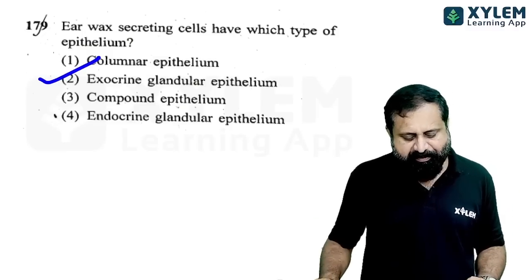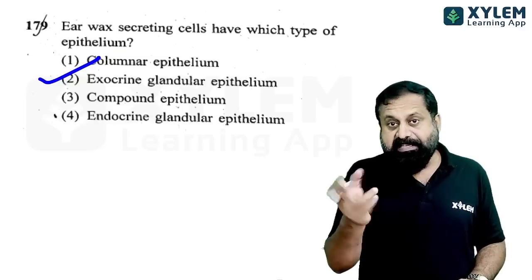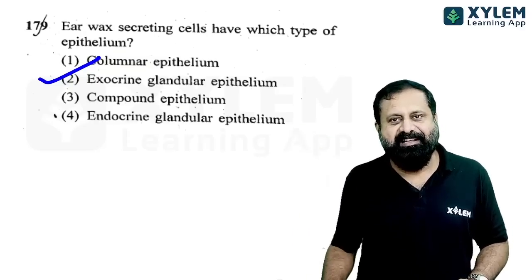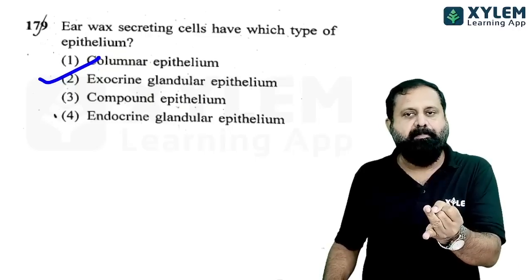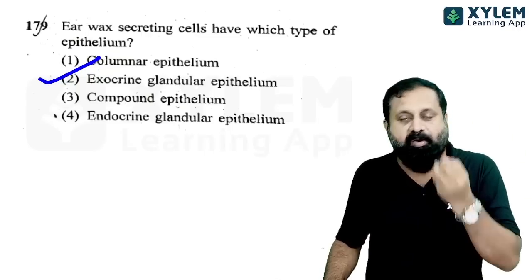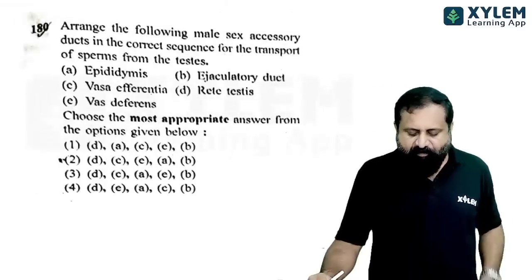2 is the right answer. Is it clear? What is endocrine? Ductless gland. But earwax is produced by gland with the duct. Sweat gland is another example. Tear gland is another example. All these are exocrine. 180.